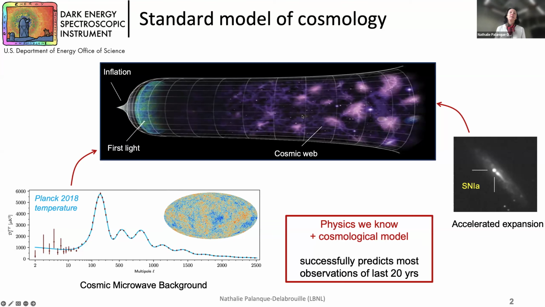The matter, on the other hand, is able to start forming the cosmic web that we observe today of the large-scale structures of galaxies and clusters of galaxies. In the last 2 decades, we've realized that the expansion of the universe was actually undergoing an accelerated phase. This was discovered thanks to the use of standard candles, or type Ia supernovae, which are extremely bright stellar explosions and which allow us to study the expansion of the universe. So, putting all the physics we know into the standard model of cosmology, we have a model that successfully predicts pretty much all the observations of the last 20 years.